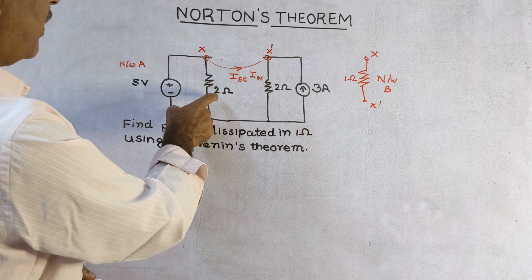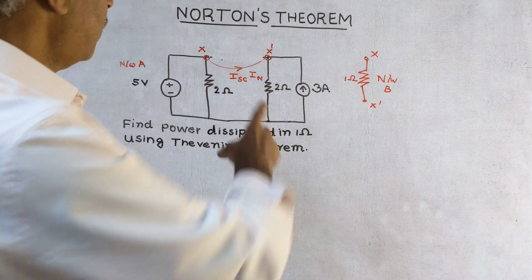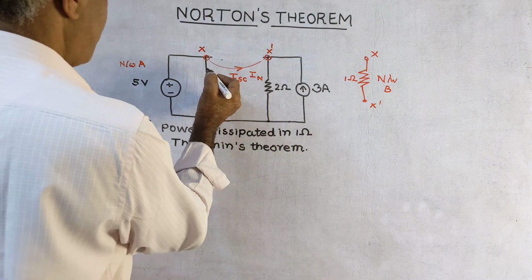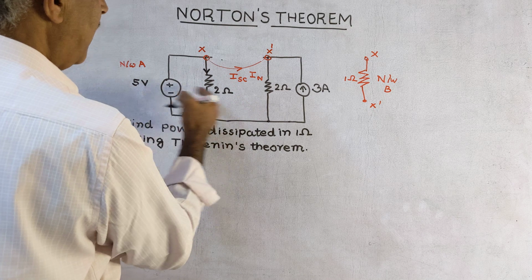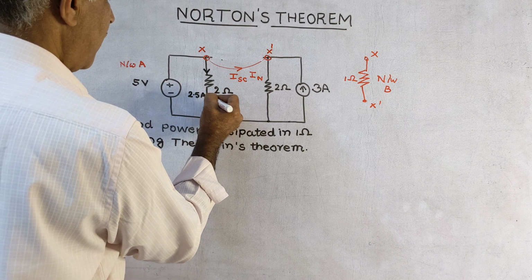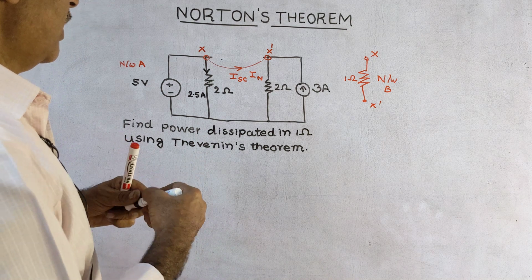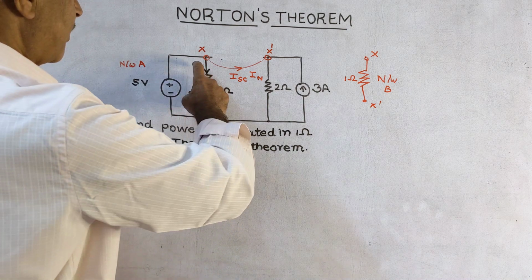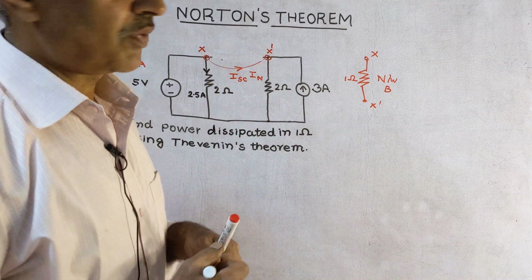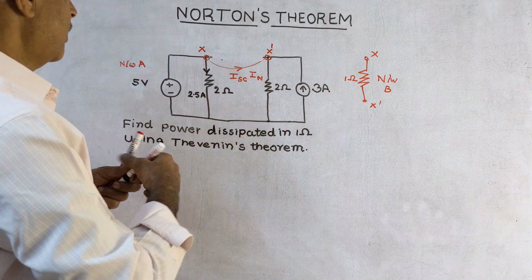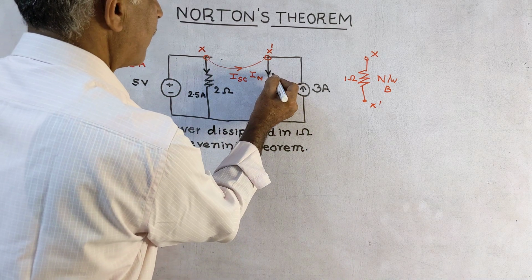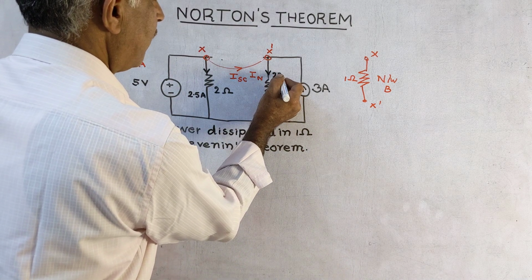So 5 volt divided by 2 ohms. Therefore, 5 volt is acting across 2 ohms. Therefore, current here is 5 by 2, that is 2.5 amperes. Now, the same 5 volt is also acting across 2 ohms because this is short circuit. Therefore, 5 volt divided by 2 ohms means 2.5.